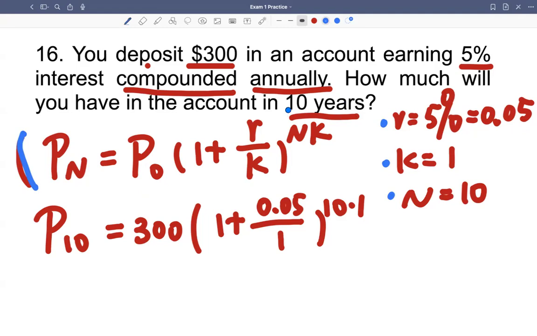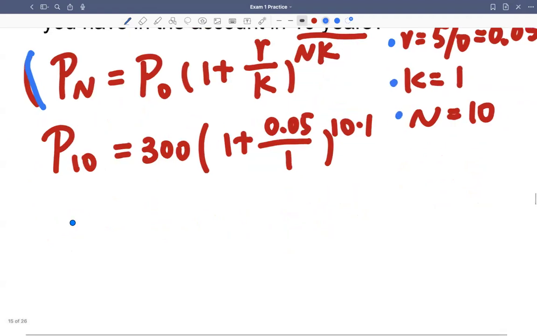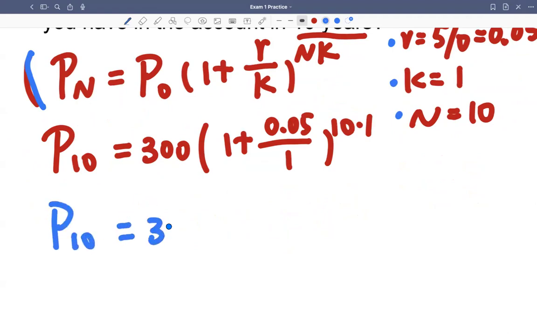The money stays in the account for how many years? 10 years, so n equals 10. Then we just put those variables in the corresponding places. r is here, k is here, n is here. Once we put everything in, let's do the calculation. P10 is the amount of money after 10 years, and we don't know it; we're trying to find it.